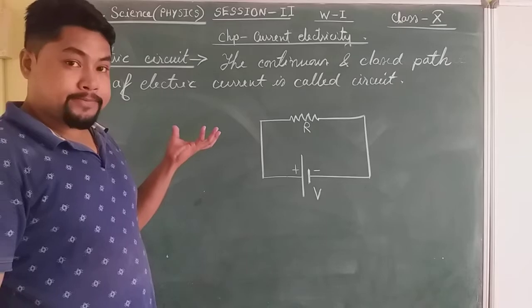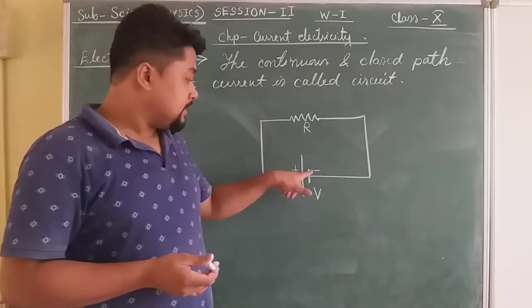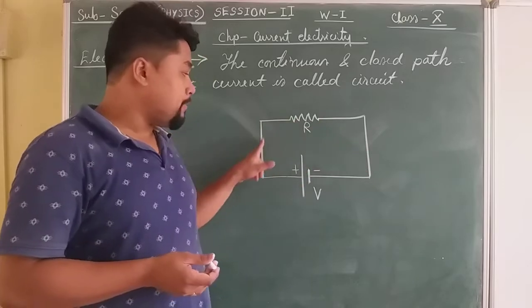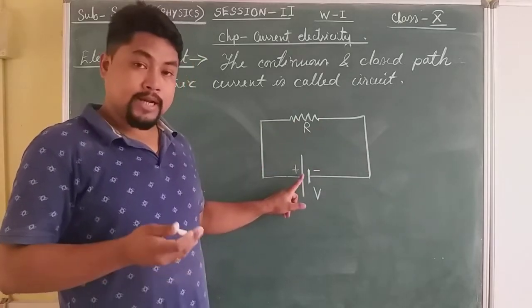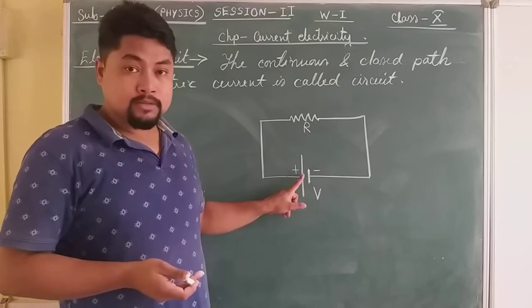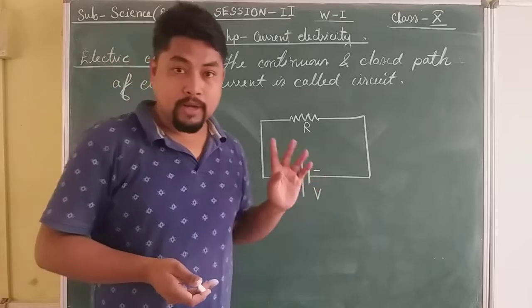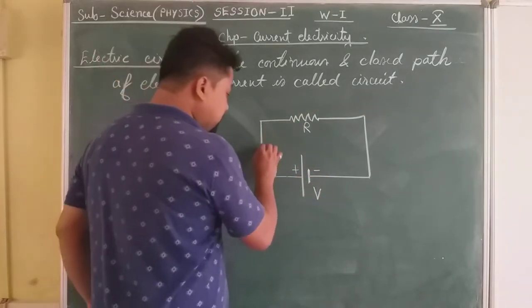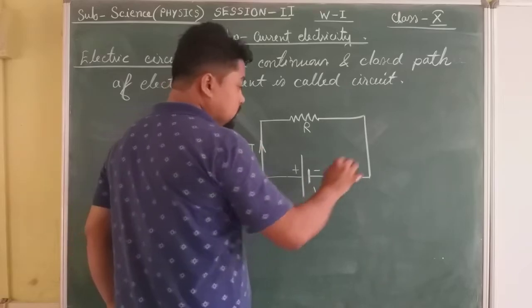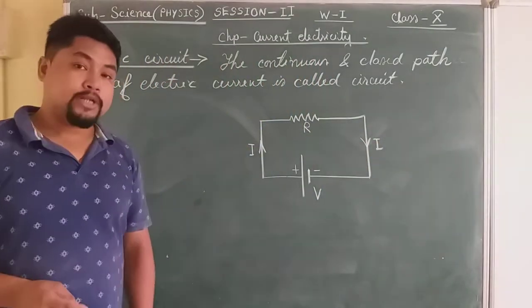In this circuit, electrons flow from the negative terminal to the positive terminal, but the direction of conventional current is from positive to negative. Okay, the direction of current is from the positive to the negative terminal. This current is called conventional current.